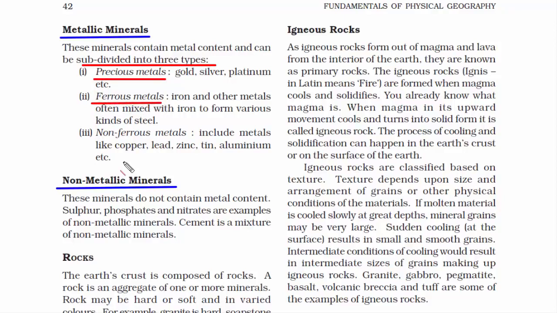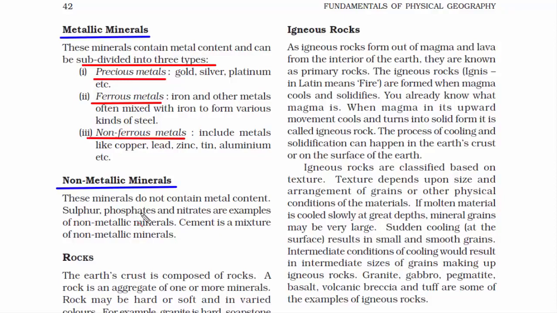The second one is ferrous metals. The letters Fe in ferrous come from the Latin name for iron. So ferrous metals have iron content. That's all you have to remember. The third one is non-ferrous metals. Now these metals do not have any iron content. They include metals like copper, lead, zinc, tin, aluminium, etc. So these were the metallic minerals.